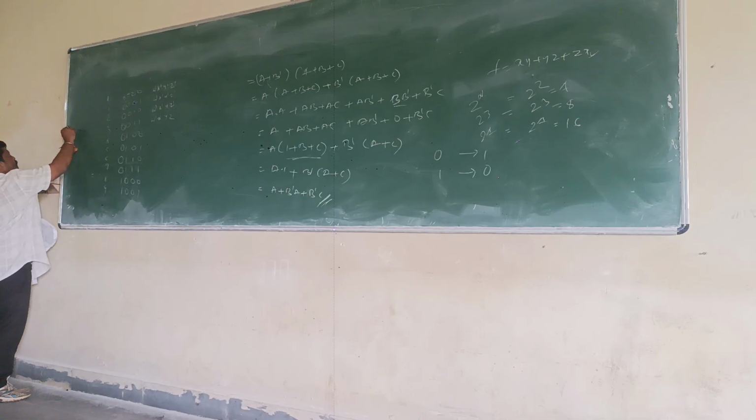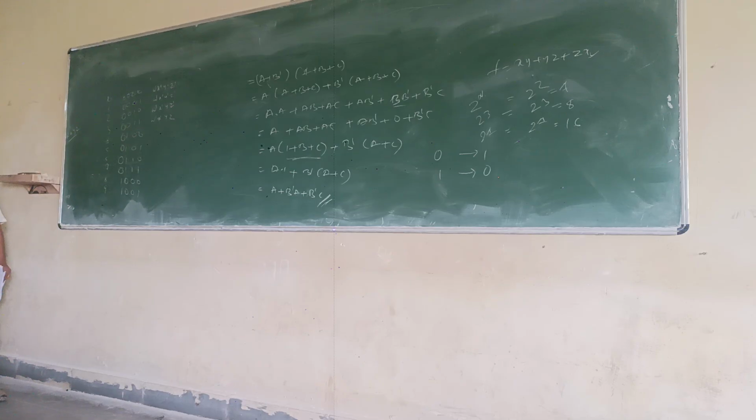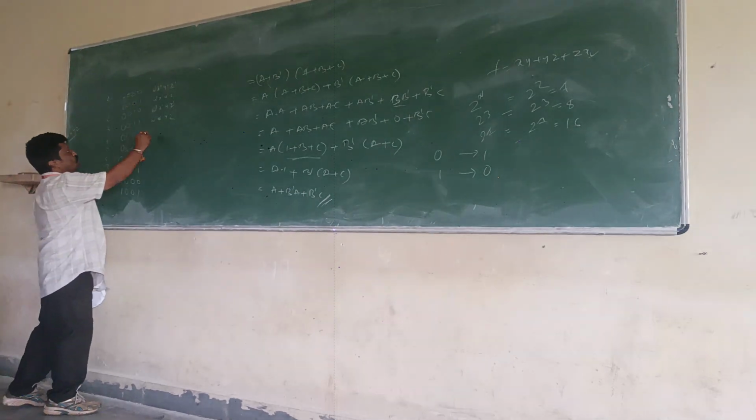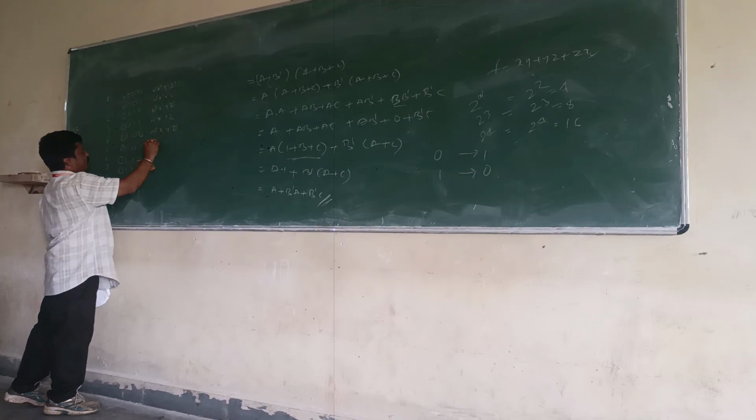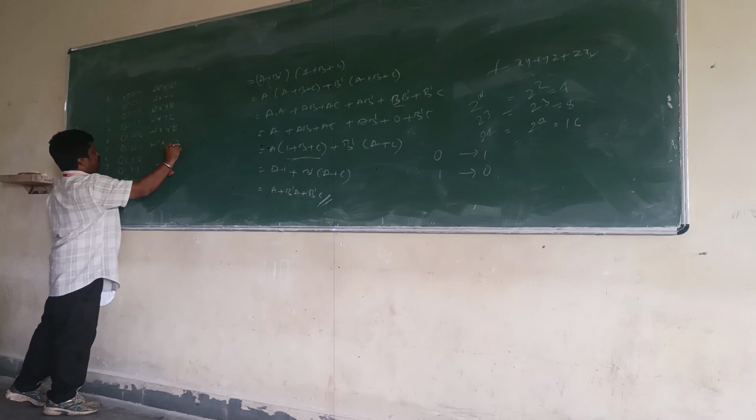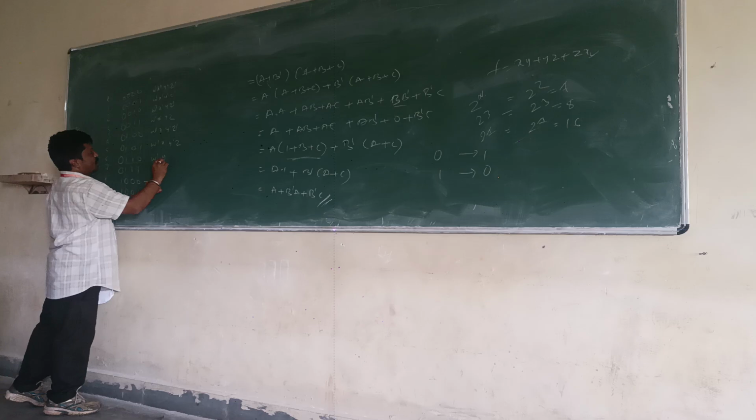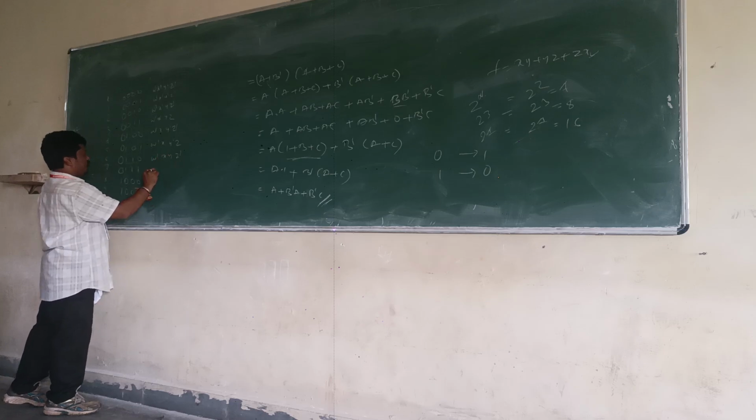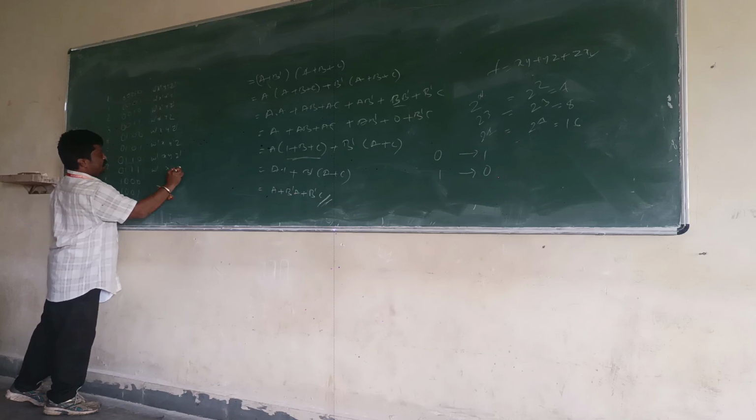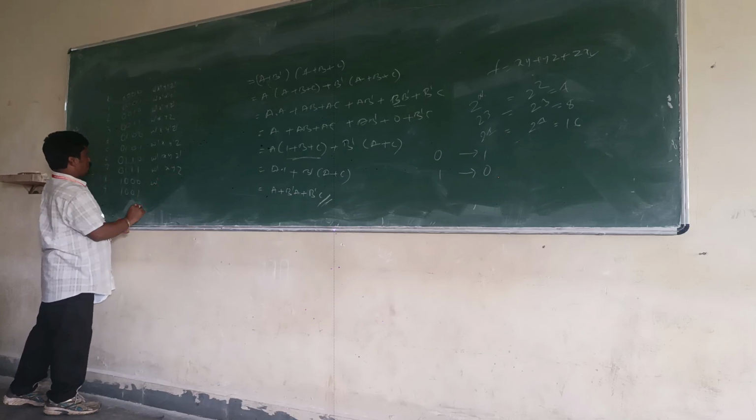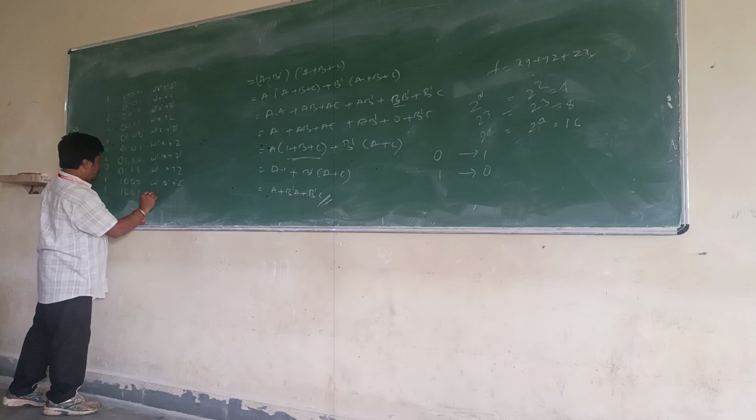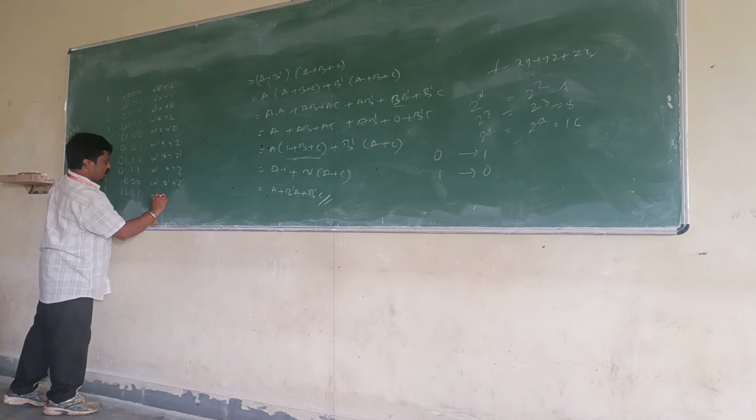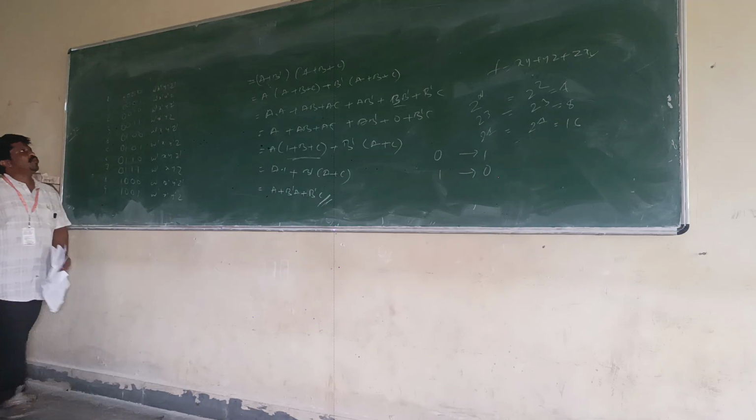Let us consider w, x, y, z as the four variables. How to write the canonical form of the function? I am showing it here: w bar x bar y bar z bar, then w bar x bar y bar z, then w bar x bar y z bar, then w bar x bar y z, then w bar x y bar z bar, then w bar x y bar z, and so on through w x bar y bar z bar and w x bar y bar z.